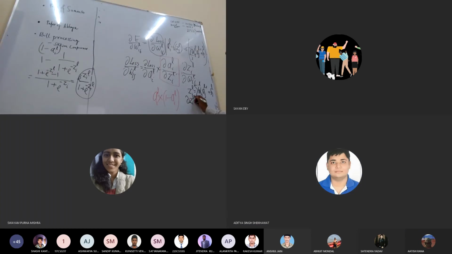Derivative of Z_i^l with respect to w_ij^l. So what will be the value here? You bring it here with summation of all other terms. This is summation over all j. All other terms will be constant, so they will all cancel out, and only this term will remain. If you take the derivative with respect to w_ij only this term, then what will be the value? This will be a_j^(l-1).